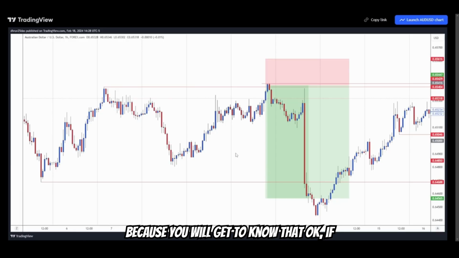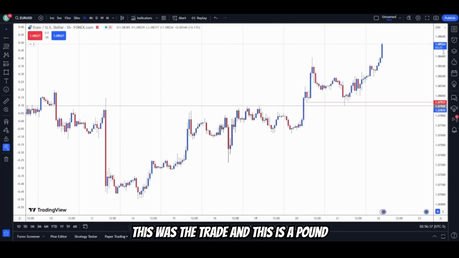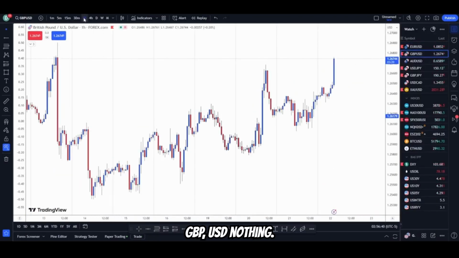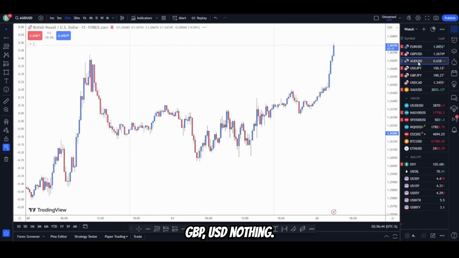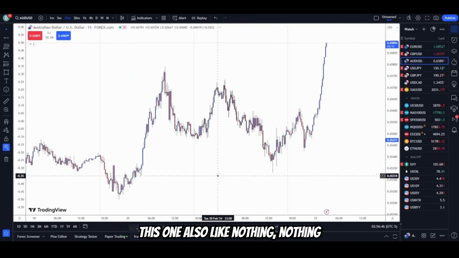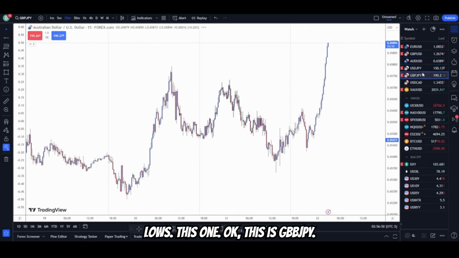Because you will get to know that, okay, if this is a demand zone, the stop loss will be right over here, or if this is a supply zone, the stop loss will be over here. So the only thing I'm telling you to do is, where you would put the stop loss, just put your buy limit or sell limit right over there, okay, just a little bit above this resistance like this, and then take like a 10 points or 20 points stop loss like this, and then target 1:2 or 1:3 like this, okay. So this was the trade, and this is GBP USD. Nothing fresh. It was making higher highs and higher lows.